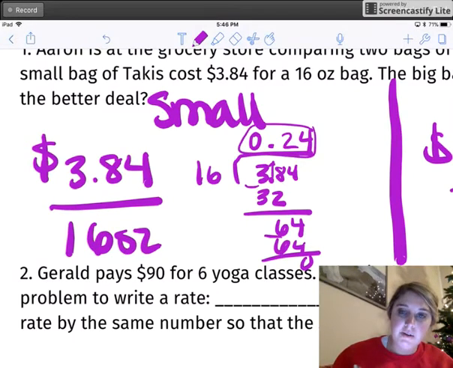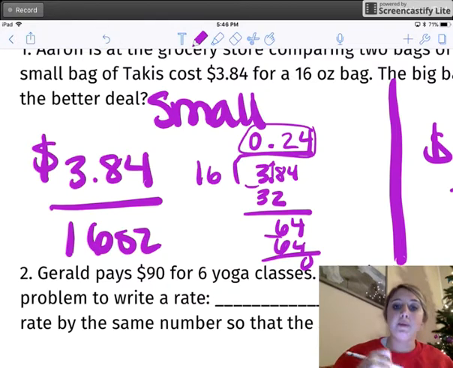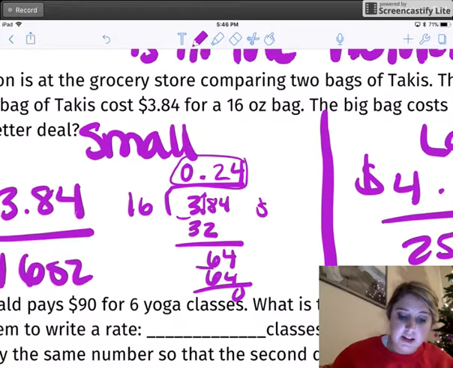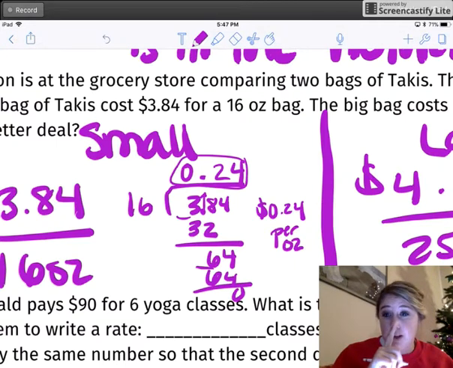Now watch how I write this. Remember that we were talking about money per ounce, per 1 ounce. So this is what I would say is $0.24 per ounce for 1 ounce. I just made this an equivalent, a rate, 24 cents per ounce.